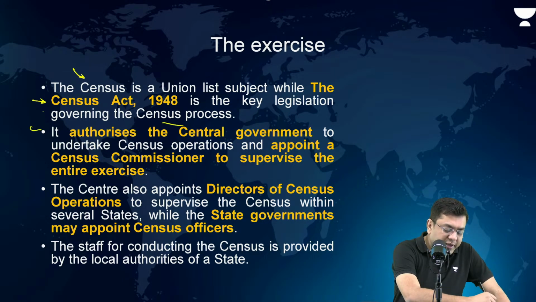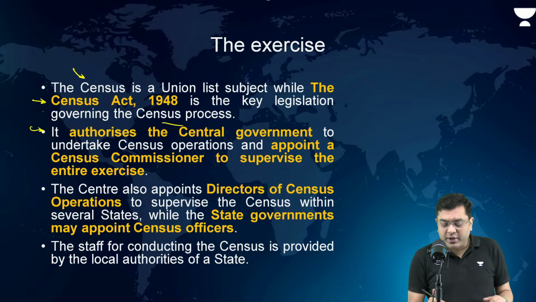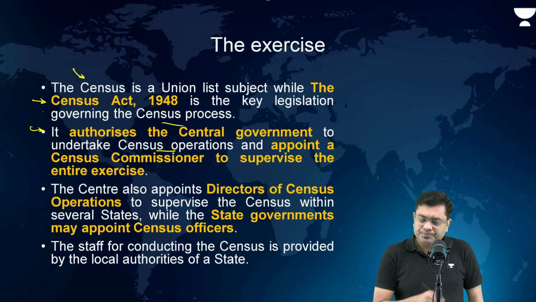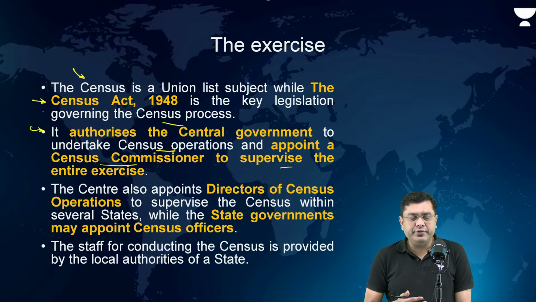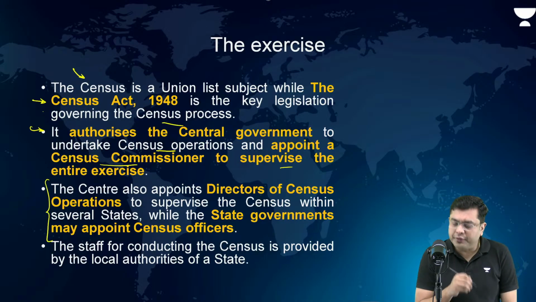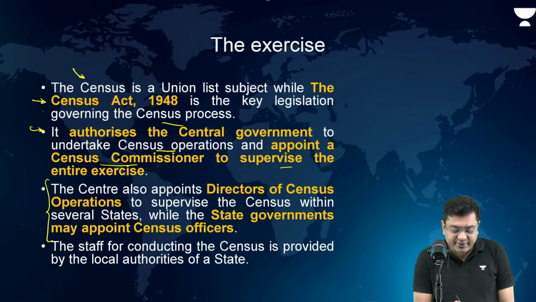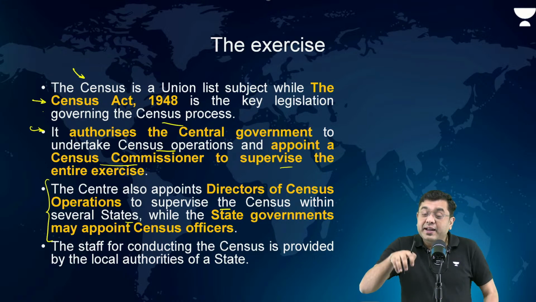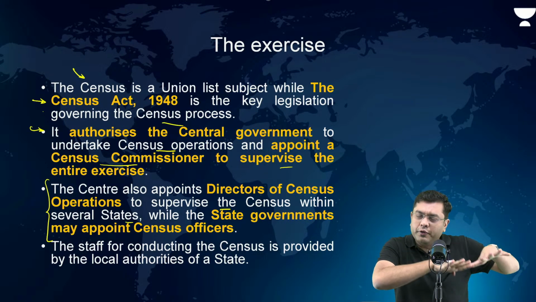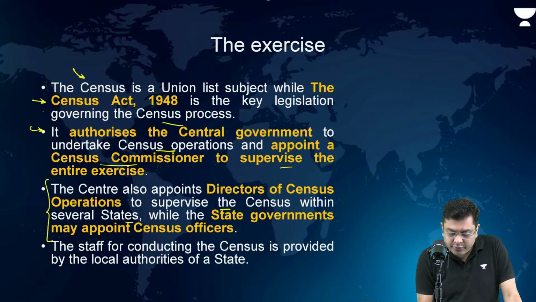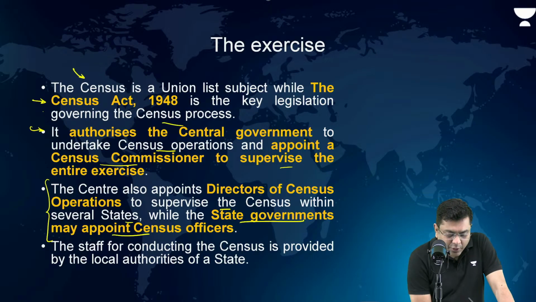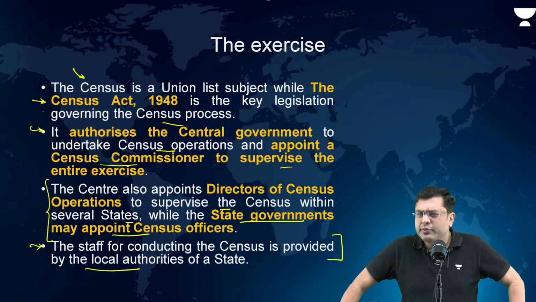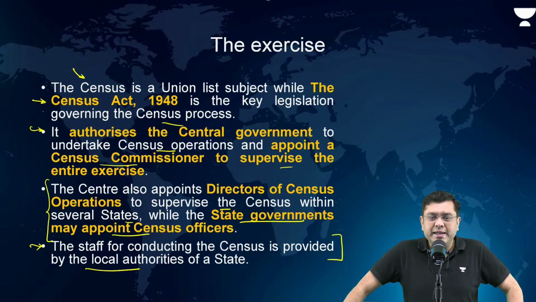Now, it authorizes the central government to undertake the operations and appoint a census commissioner to supervise the entire exercise. The center also appoints directors of census operations to supervise the census within several states, while the state governments become the executors of this particular exercise. Okay, so while the state governments may appoint census officers, right? Now, the staff for conducting the census is provided by the local authorities of a state, which is mostly the teachers deployed by the state government.